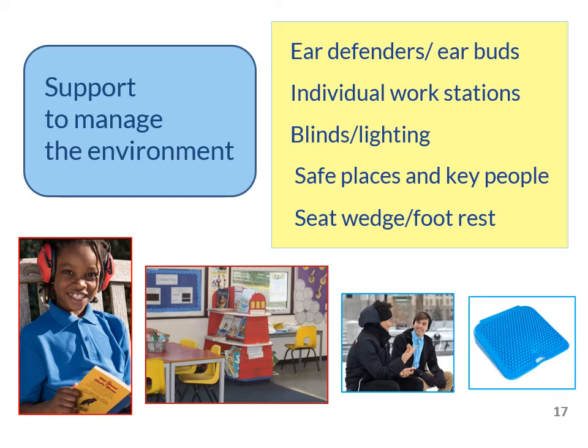Examples of personalised strategies which can help pupils manage their school environment include ear defenders or earbuds, individual workstations, as can be seen in the second image, adjusting window blinds or lighting for pupils with sensory needs, offering safe places and agreeing a member of staff to be a key person for your child or young person to go to, and offering a seat wedge or footrest, again to help address sensory regulation difficulties.